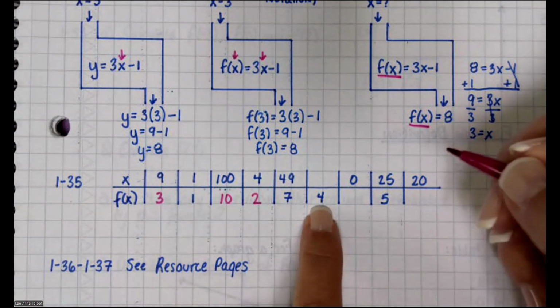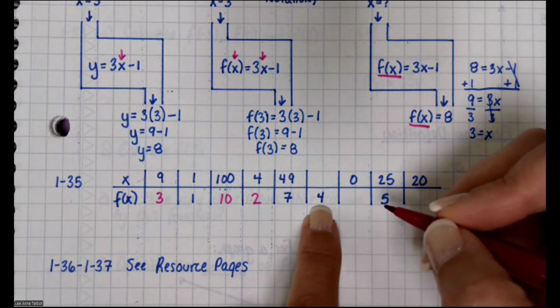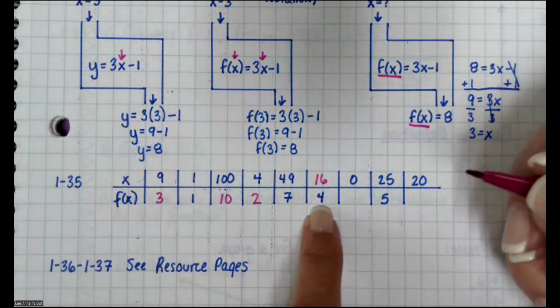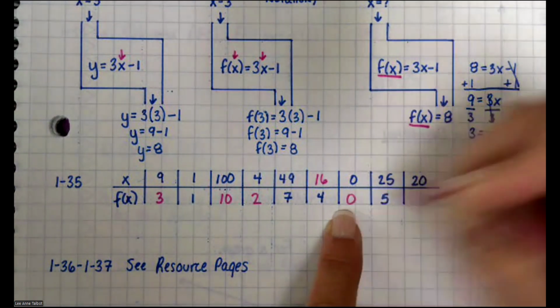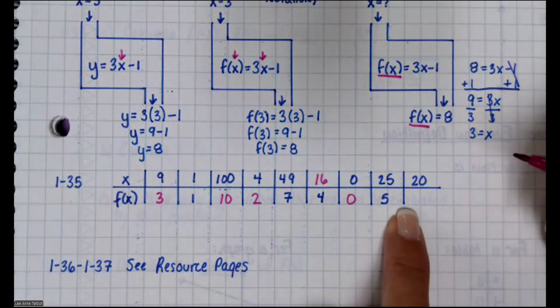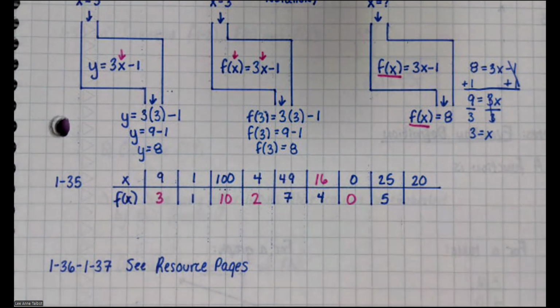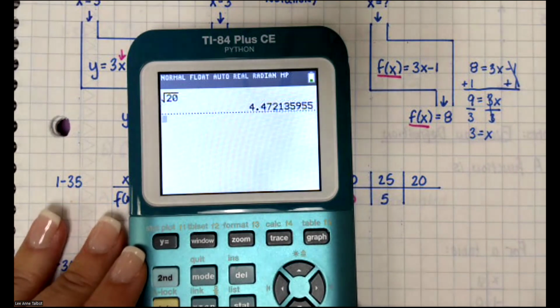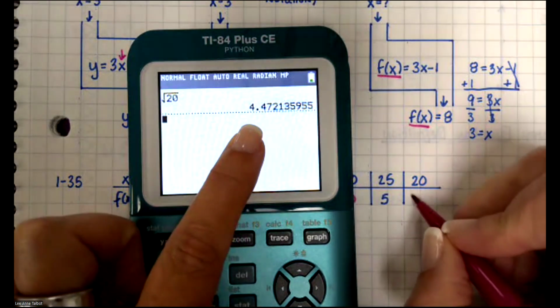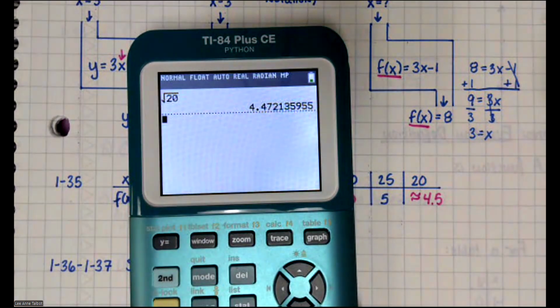Ooh, but now we need to go backwards. Square root of what is 4? 16. Great. What about 0? What's the square root of 0? 0. Okay, and this guy, square root of 20. About 4.5. We're going to put little squiggle guys. We're going to say approximately 4.5.